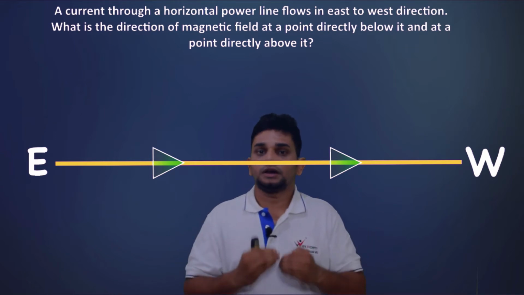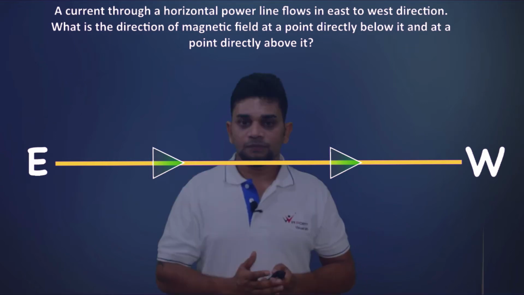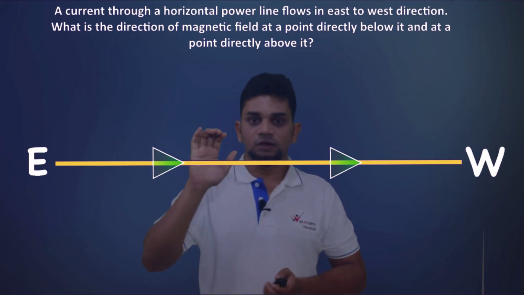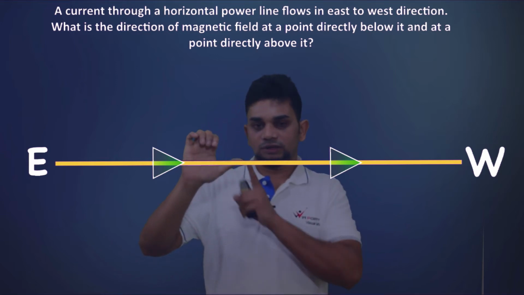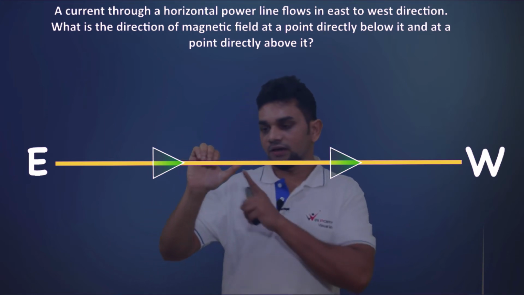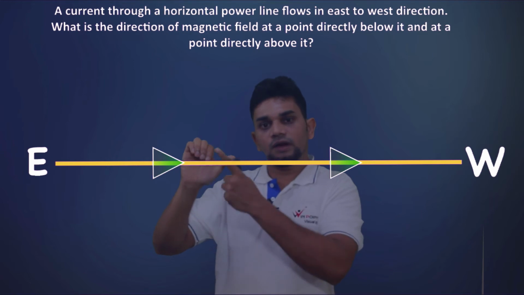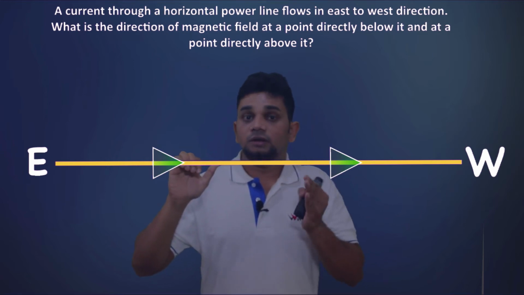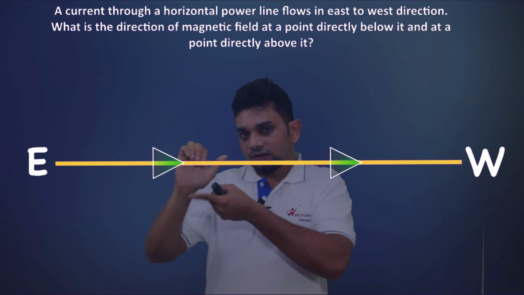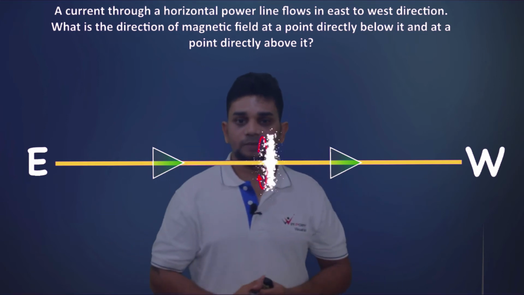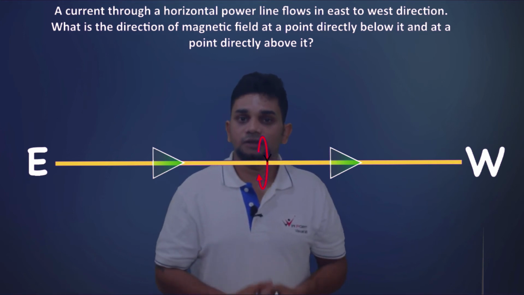Magnetic field around a conductor is in circular shape, right? And we are going to apply the right hand thumb rule. We are taking our right hand and holding the conductor. The thumb is indicating the direction of current. The encircling fingers will indicate the direction of magnetic field. The magnetic field is circular in shape. So here the encircling fingers will show the direction of magnetic field according to the right hand thumb rule.